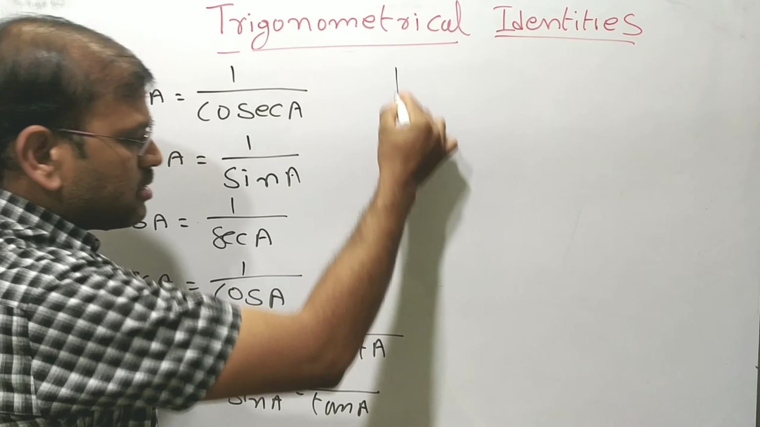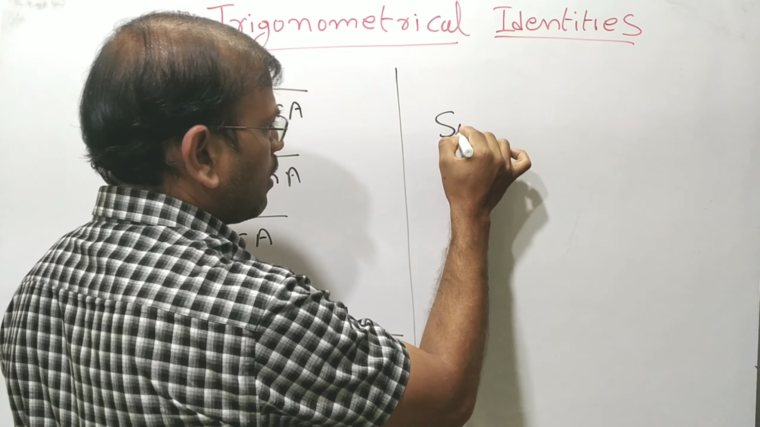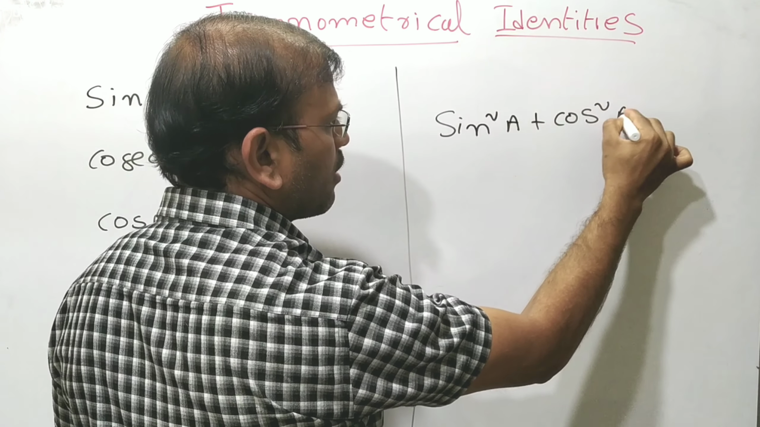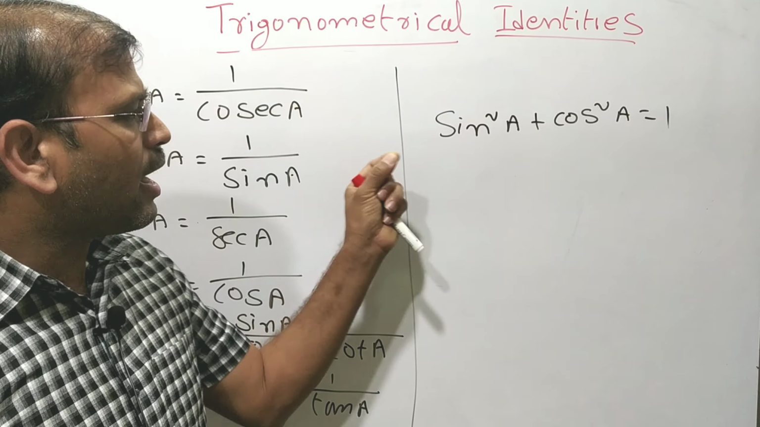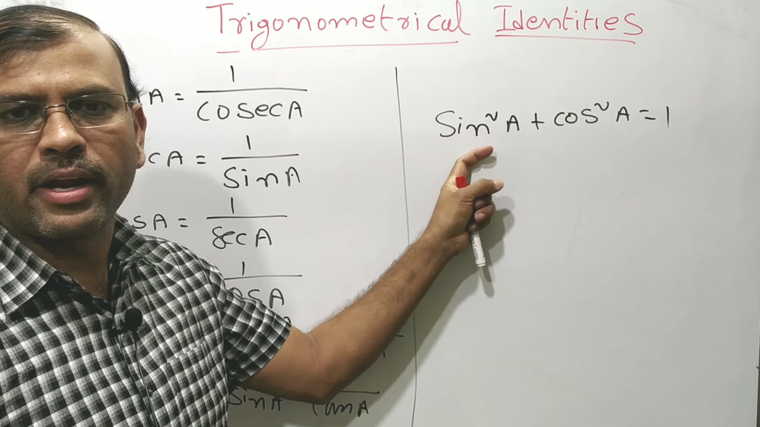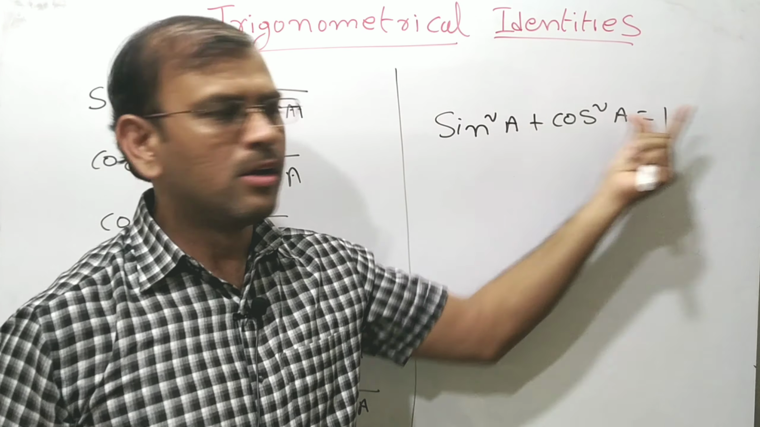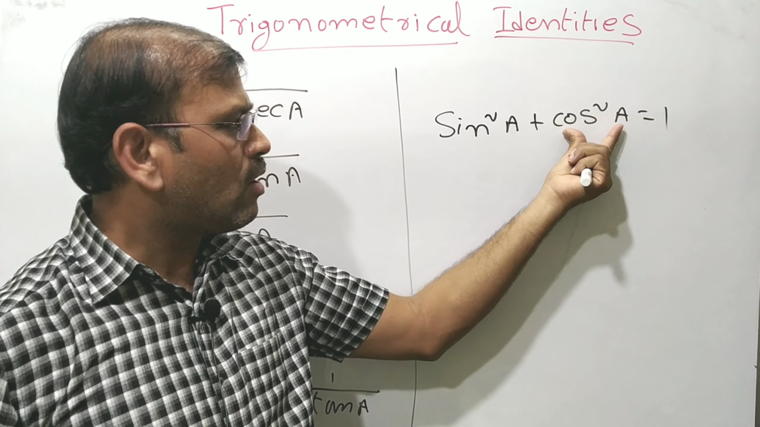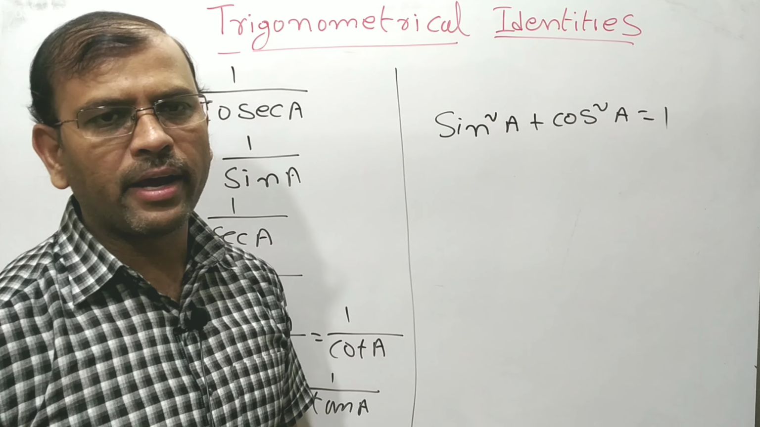Other than this, another three formulas are there. You need to remember these also. Sin square A plus cos square A equal to 1. The same formula, if they are asking us to find sin square A, this cos square A I will take to the other side. So sin square A equal to 1 minus cos square A. Similarly, cos square A formula is what? The sin square A you take to the other side: 1 minus sin square A.